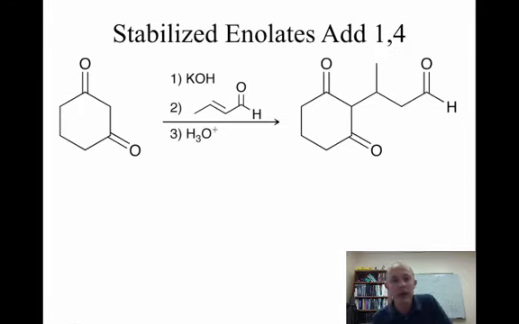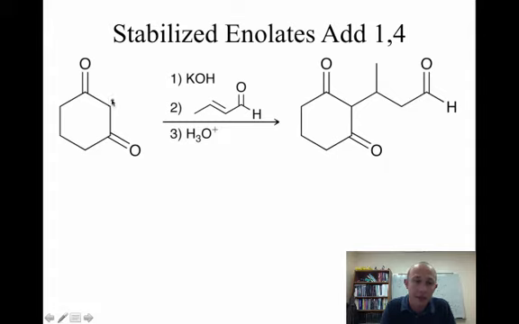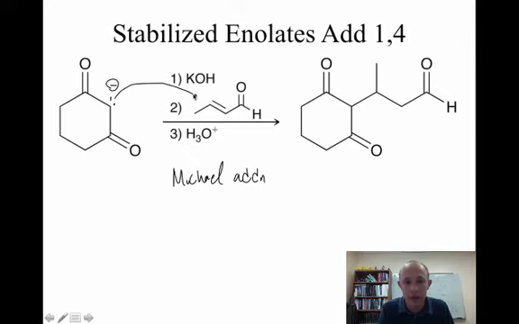Okay, stabilized enolates. So we talked about cuprates. The biggest one is if we have a stabilized enolate, meaning that we have two carbonyls, right? A dicarbonyl compound is going to form a very stabilized enolate. If we treat it with potassium hydroxide, we're going to stoichiometrically, irreversibly, under non-equilibrating conditions, get an enolate. That enolate, that stabilized enolate, will add to our alpha-beta unsaturated aldehyde through a process called a Michael addition. Conjugate addition, Michael addition, or 1,4 addition are all synonymous terms that pretty much mean the same thing.